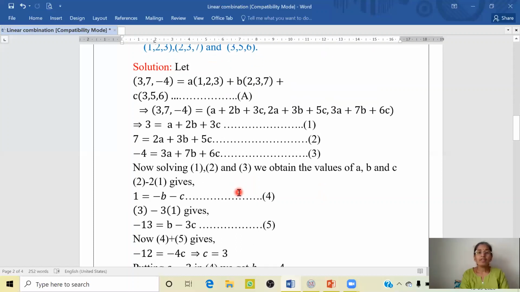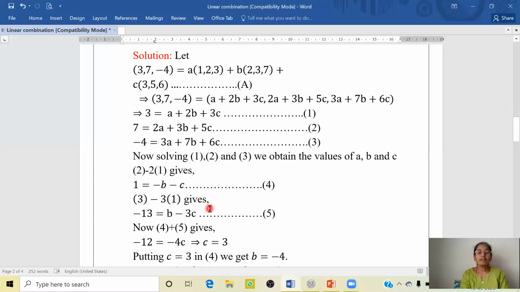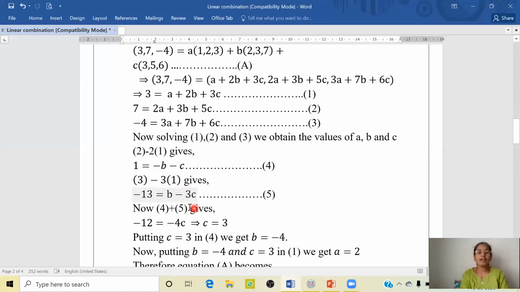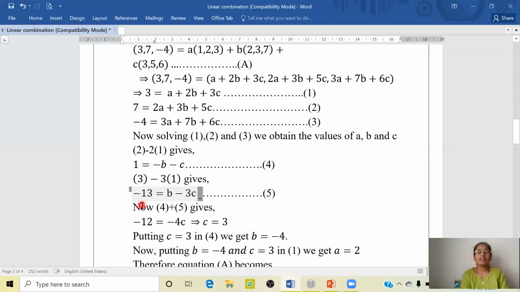Let us use the elimination method to solve these three equations. To begin with, equation number 2 minus 2 times equation 1 gives us minus B minus C is equal to 1. Let us call it expression 4. Next, let us take expression 3 minus 3 times expression 1, and it gives us B minus 3C equal to minus 13. In these two processes, we have eliminated the constant A and obtained two linear equations in B and C.